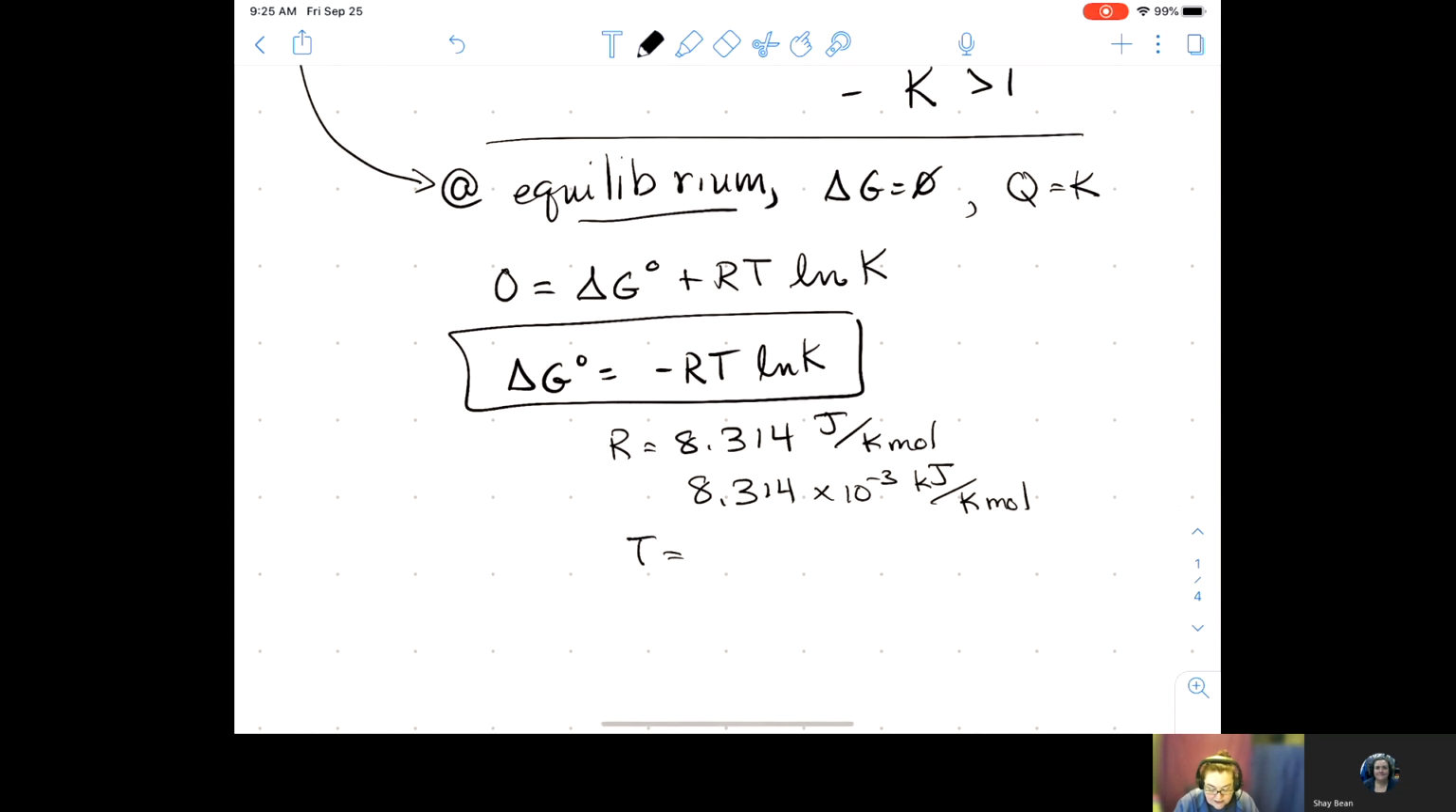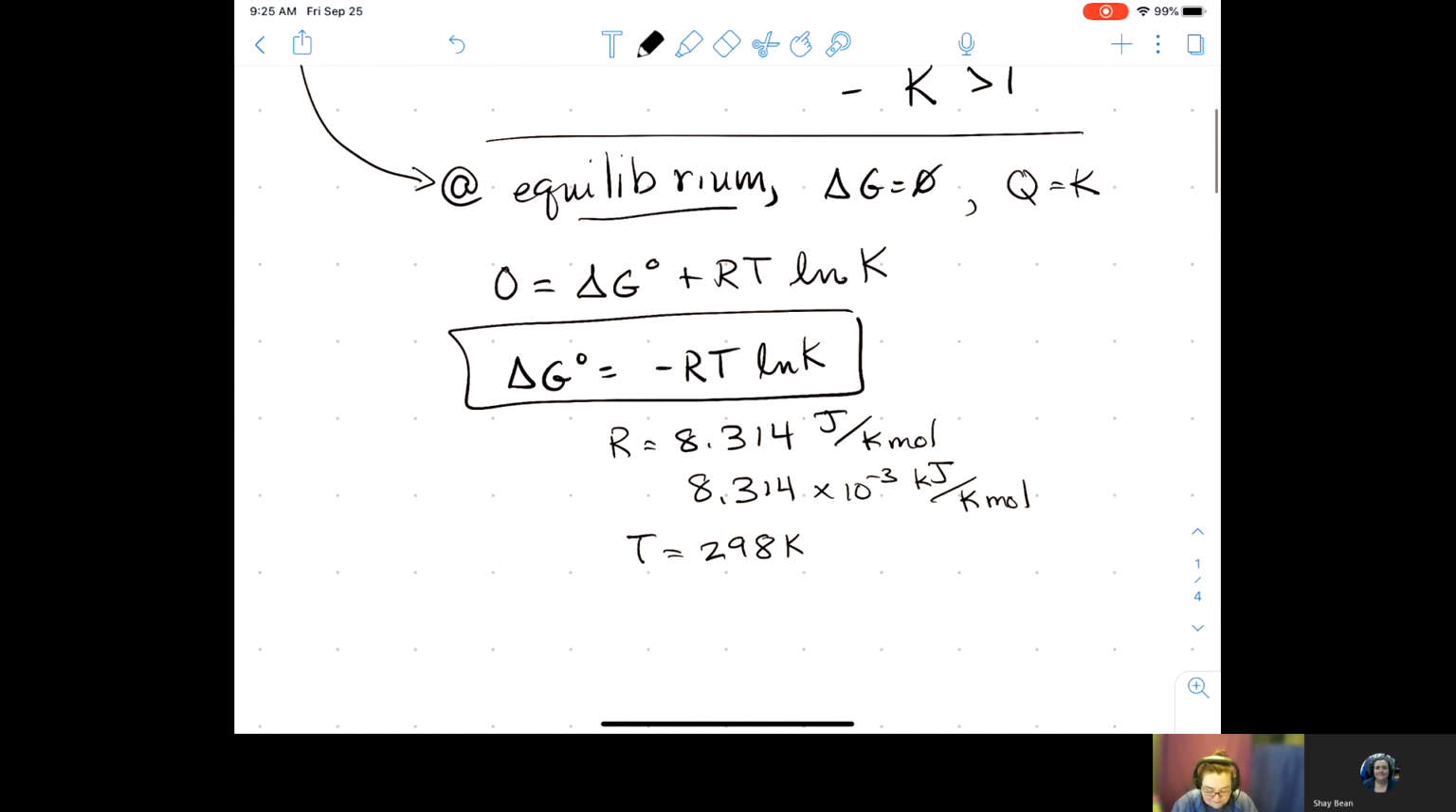The temperature is the temperature in Kelvin. Almost always, we're dealing with the temperature at 298 Kelvin. This is 25 degrees Celsius. This is standard temperature for thermodynamic studies.